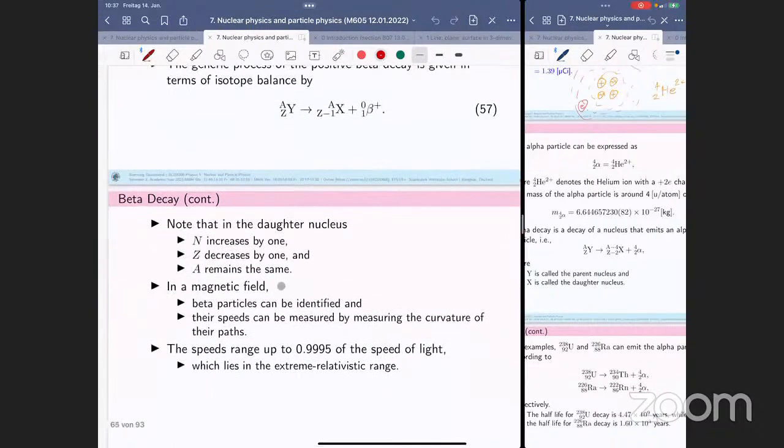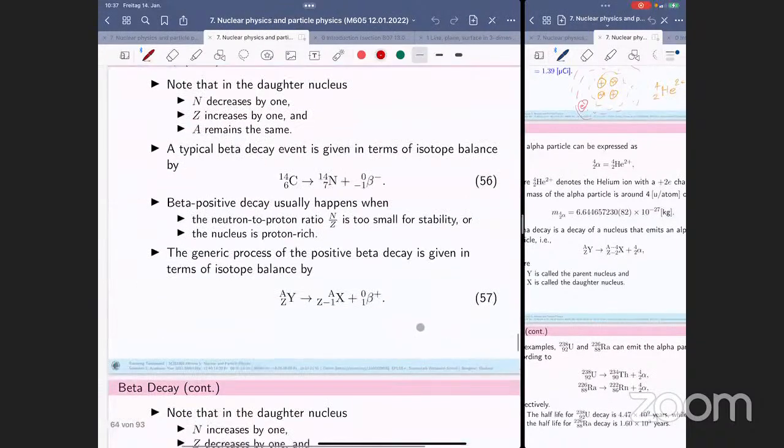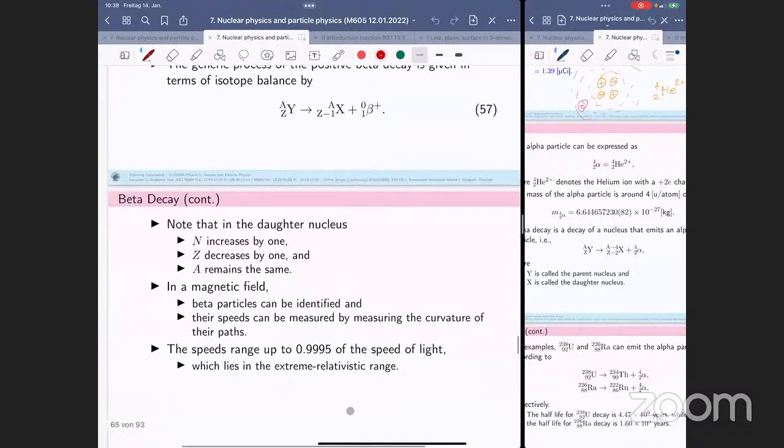In a magnetic field, beta particles can be identified. As I told you, when we have any positive particle and we have the B field, we can apply the right hand rule to get the force direction. Once we get the force direction, that particle will move in a circular way. Beta particles can be identified, and their speed can be measured by the curvature.